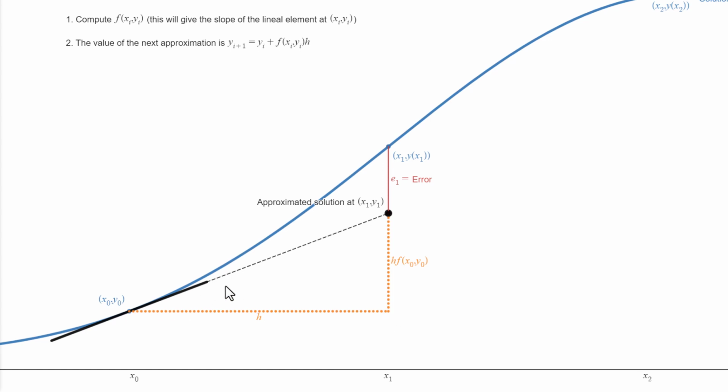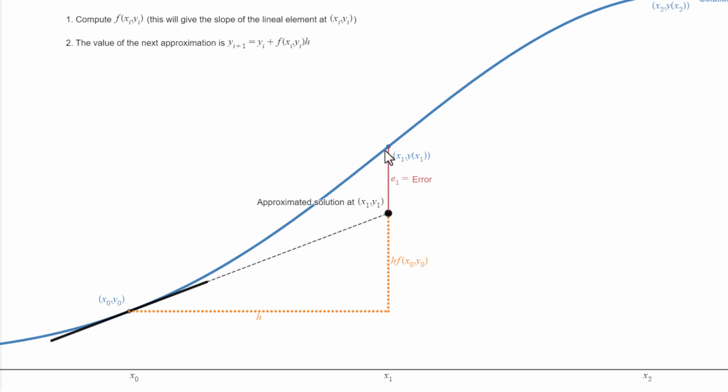Technically, because we're going along a line and lines have a slope called rise over run, we rose h times f of x naught, y naught units when we ran h units. How do I know that? Because the slope of this tangent line or lineal element here is f of x sub 0, y sub 0. And I know rise over run is supposed to equal that. Well, I ran h, so I had to rise a certain amount so that the ratio of the rise over h is f of x sub 0, y sub 0. So I rose h times f of x sub 0, y sub 0. That's actually going to be an important statement.